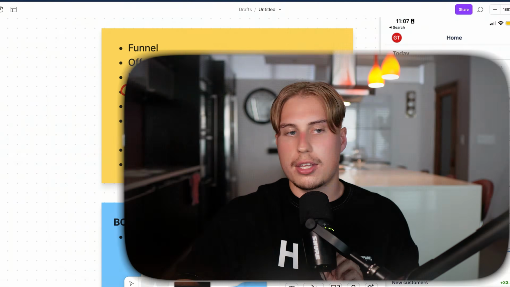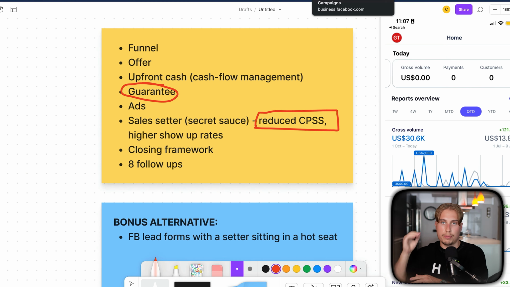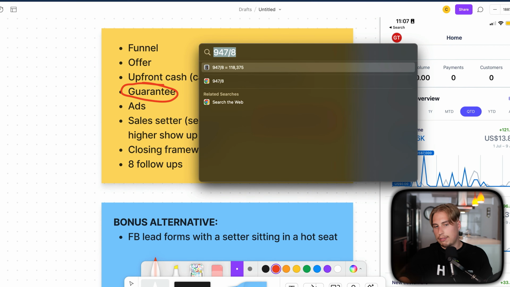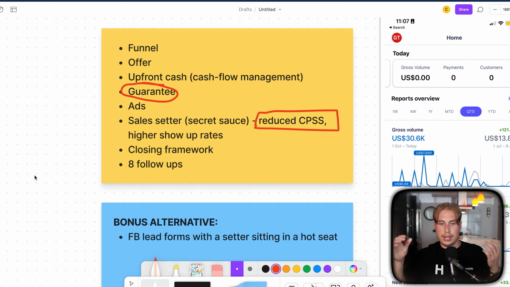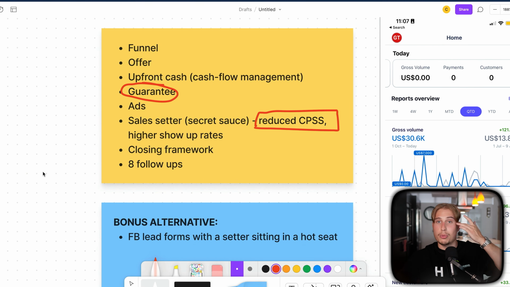And finally, the other thing I mentioned there is using these setters, not only to reduce my CPS. CPSS stands for cost per strategy call. That's what I just showed you. So I was able to reduce my cost per call from 315 to roughly $120, which is almost a, what is that, 300% decrease. Really, really good, right? Again, super profitable. Plus we got more calls, which ended up becoming more clients.